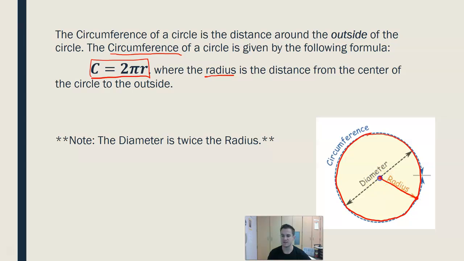So the distance from the center of the circle to a point on the outside of the circle is the radius. Note also, if you remember, that the diameter is twice the radius. The diameter is the distance from one point of the circle to another point on the circle going through the center of the circle. Therefore, the diameter is 2 radiuses, or double the radius.